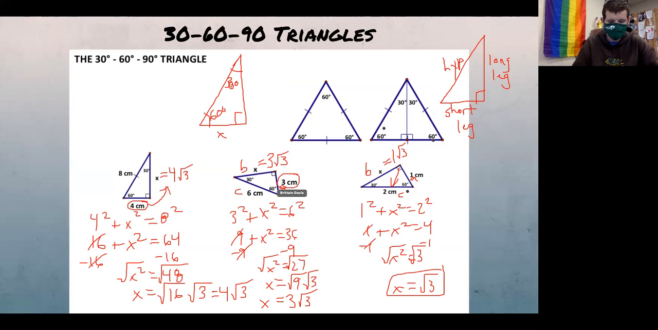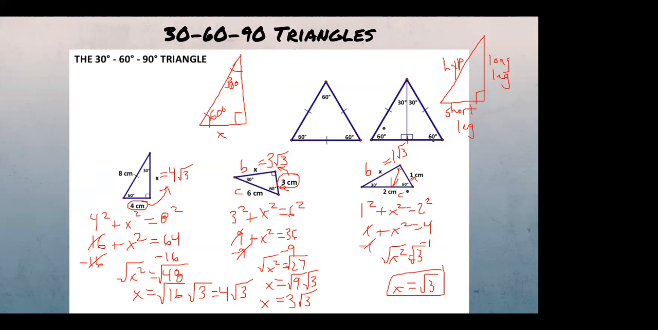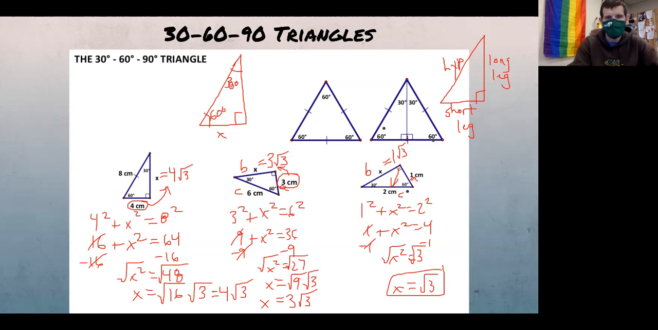Here's the short leg there. What did we do to get the long leg? I'm not saying the Pythagorean theorem. What calculation did we do? Multiplied it by the square root of 3. That's it. So we multiplied by the square root of 3.